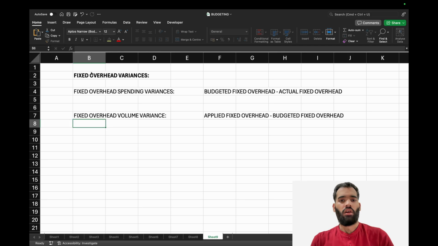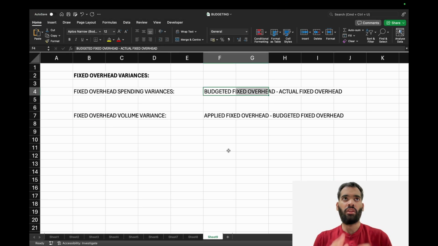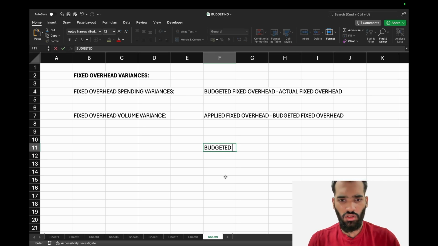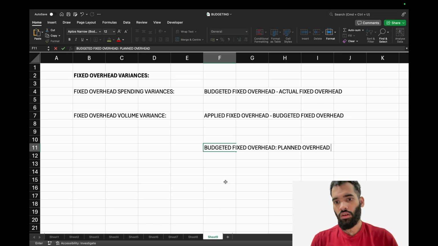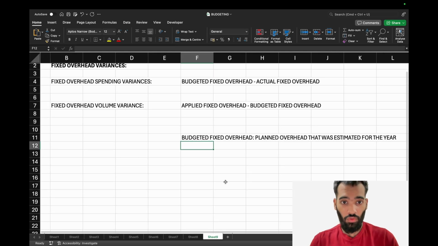Okay. So just to make it clear, budgeted fixed overhead is the fixed overhead you estimate at the start of the year, meaning how much fixed overhead you want there to be this year. This is always, or let's say usually, provided in the question. Budgeted fixed overhead is the planned overhead that was estimated for the year.